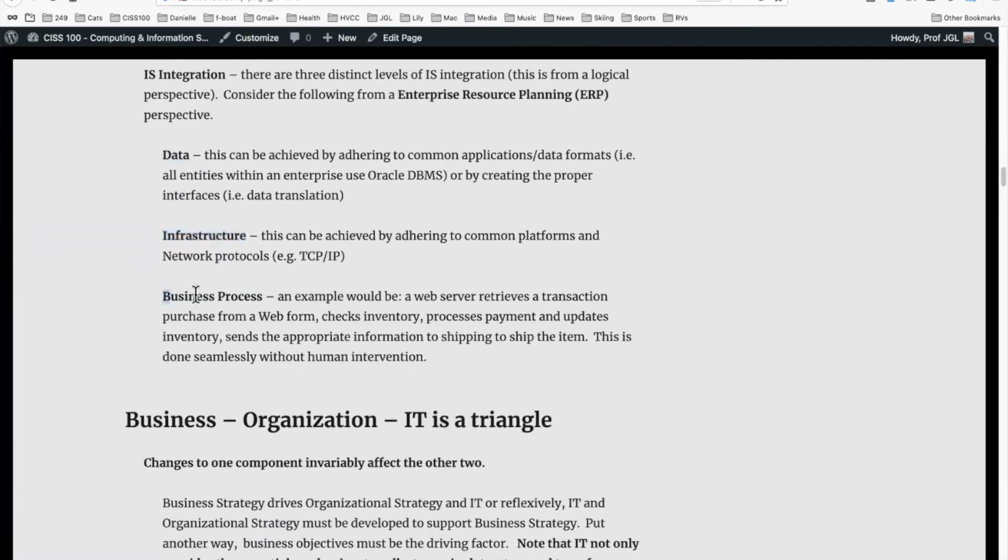Business process, and I laugh there. Business process is the most difficult. Why? It's people. I'm going to talk a lot about the relationships, because within business, people have relationships, and relationships are what allows a lot of work to get done.